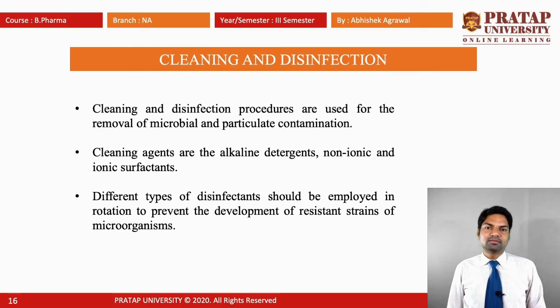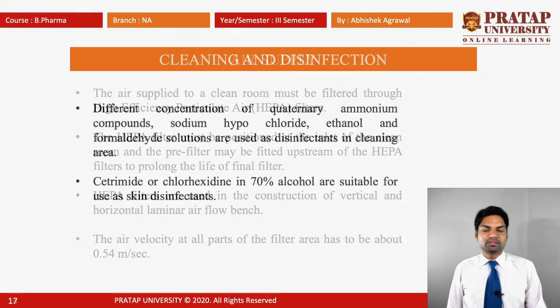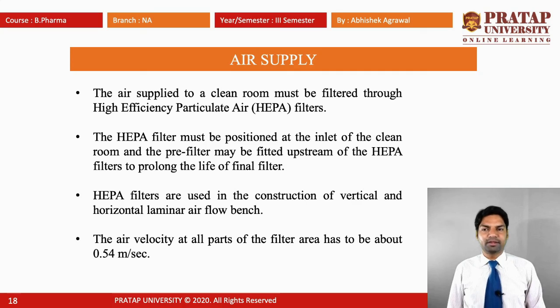Different types of disinfectants should be employed in rotation to prevent the development of resistant strains of the microorganisms. Different concentrations of quaternary ammonium compounds, sodium hypochlorite, ethanol and formaldehyde solution are used as disinfectants in the cleaning area. The other ones are cetrimide or chlorhexidine, and 70% alcohol is suitable for skin disinfection. Last one is the air supply in the aseptic area.